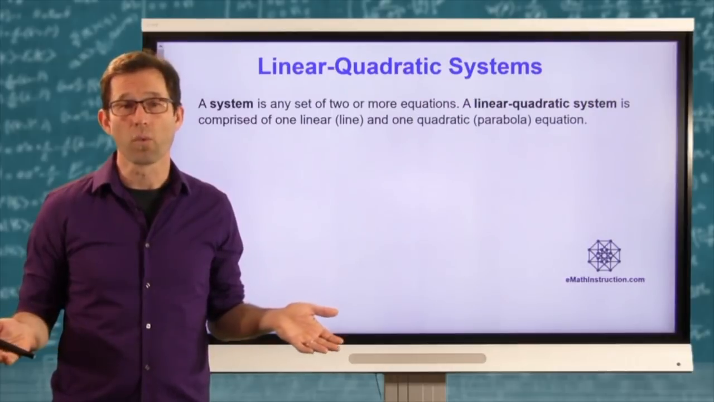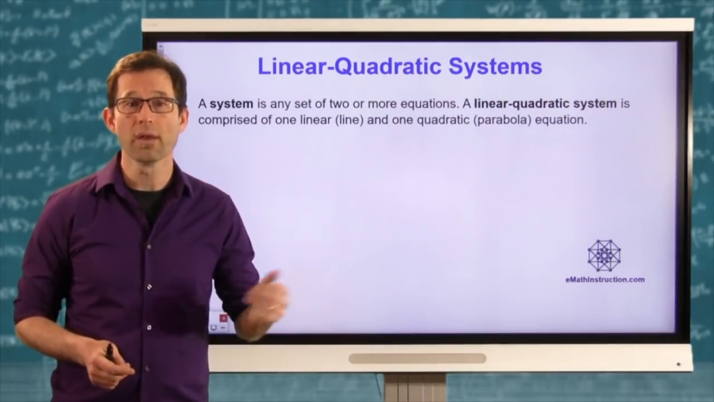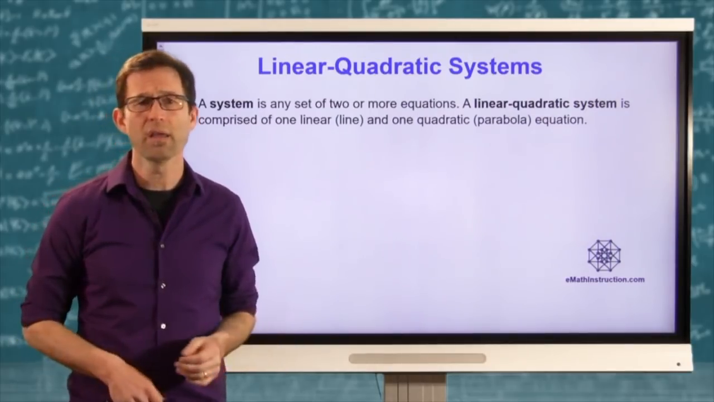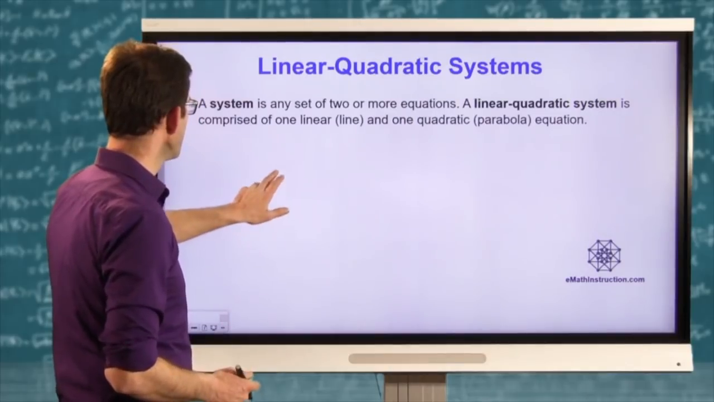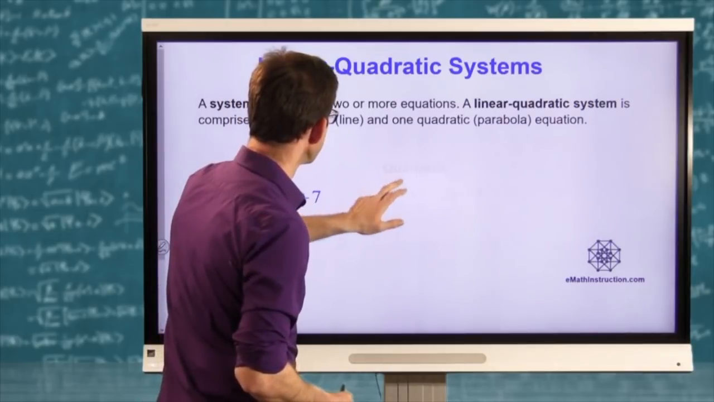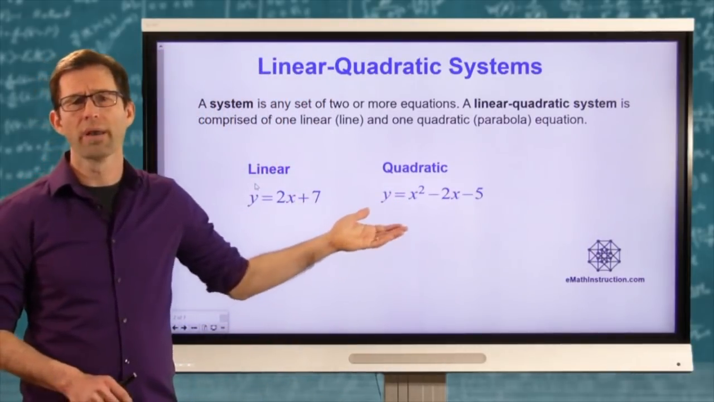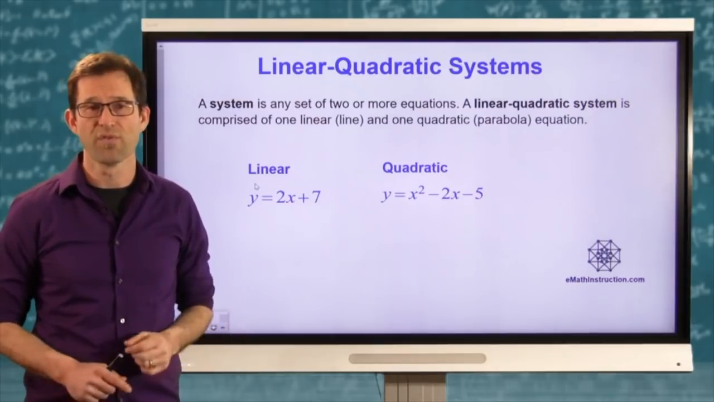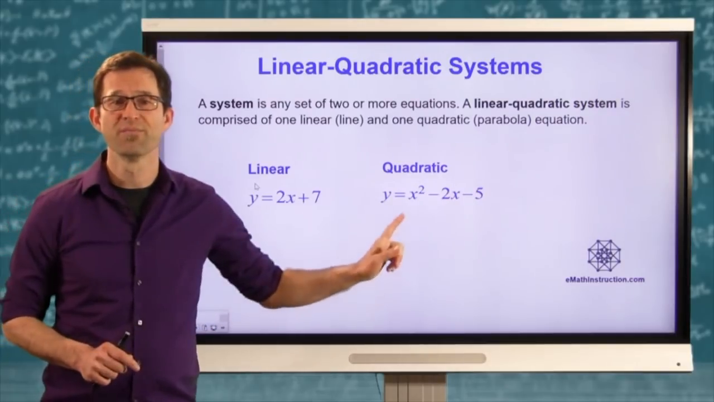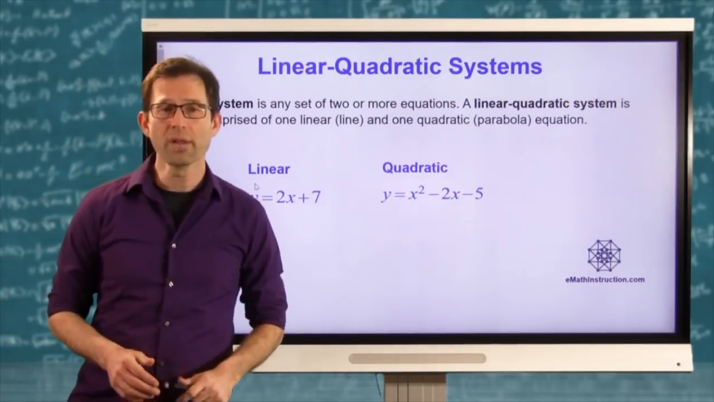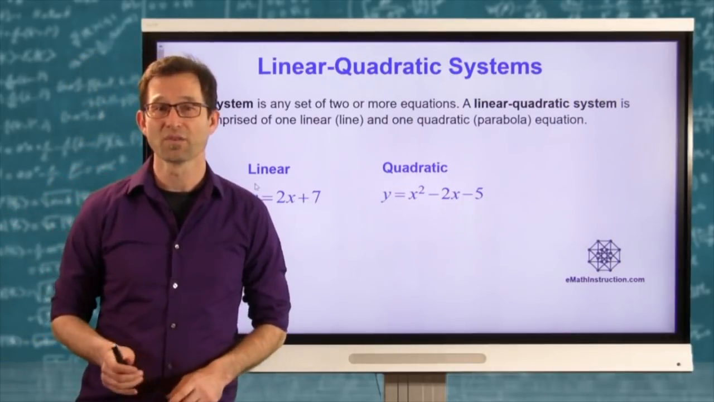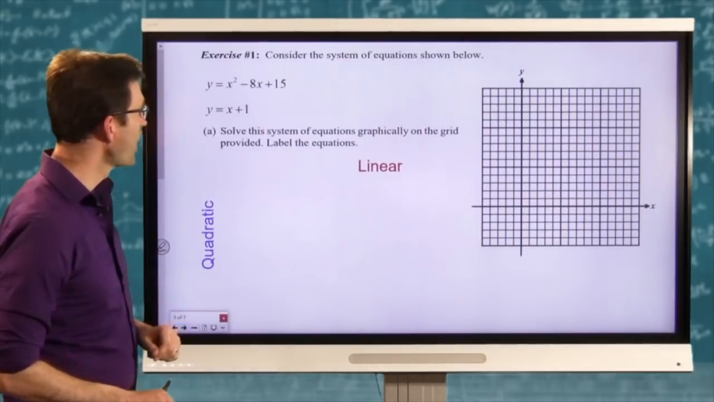All right. Now, a linear quadratic system just means that we've got one linear equation, i.e. it's got the graph of a line, and one quadratic equation, i.e. it's got the graph of a parabola. So a linear equation like y equals 2x plus 7, and a quadratic like y equals x squared minus 2x plus 5. We want to solve systems that are comprised of one of these and one of those. We're going to do them both graphically and algebraically today. Make sure to have those graphing calculators ready as we get into exercise number 1. All right, let's do it.